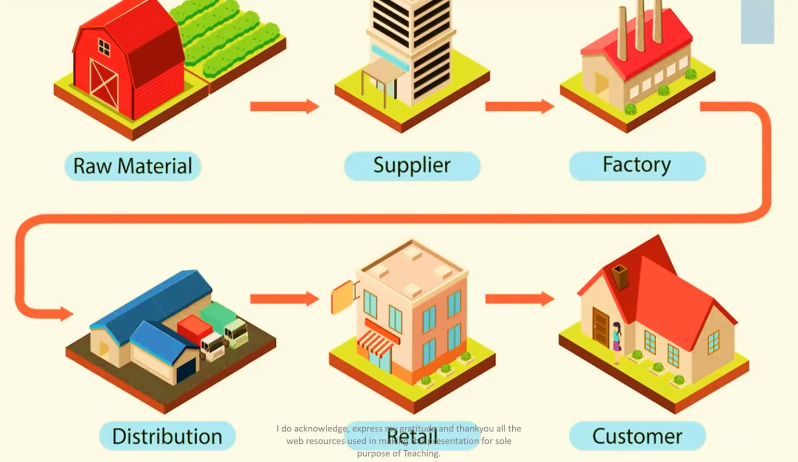Then this raw material is supplied to the manufacturer through a supplier. So the supplier goes to the farmer, takes his wheat and gives it to the factory that is making the bread. That is called a supplier. When we come to the factory, the factory manufactures things. It produces food products, iron, cement, anything. It produces chemicals.